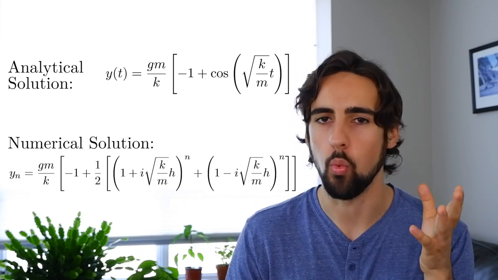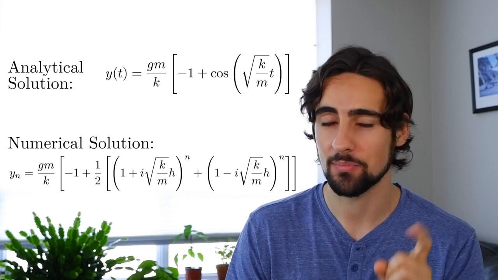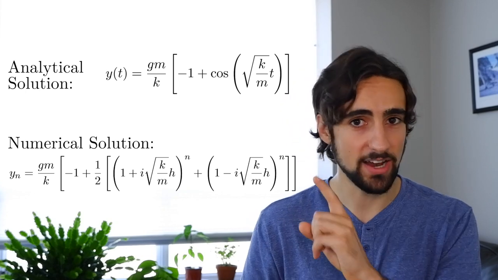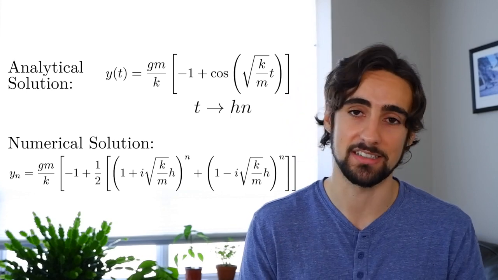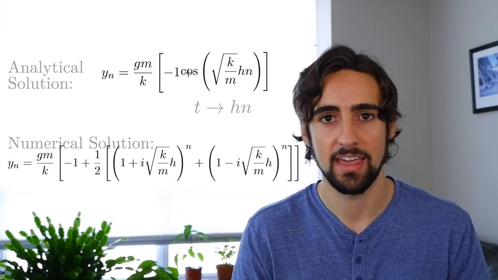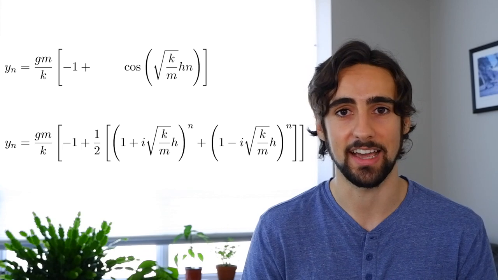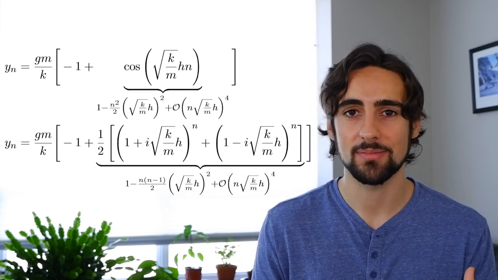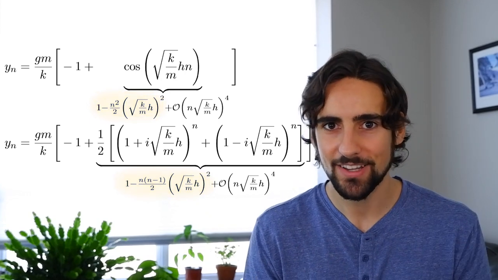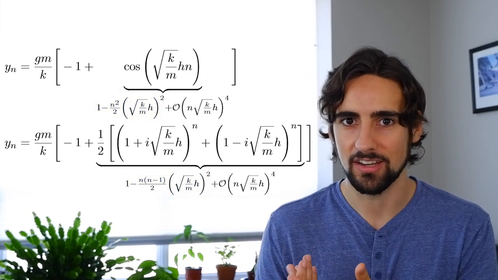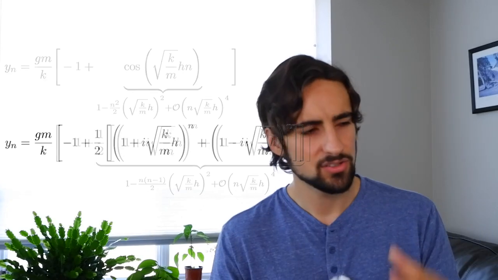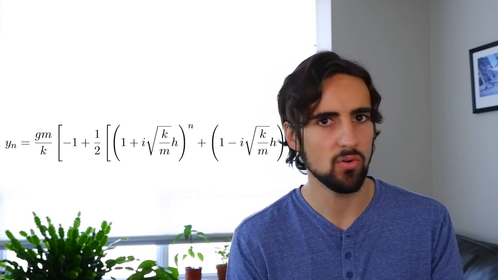If you're wondering why they look so different, you might be surprised to learn that they're actually not. All you need to do to see this is rewrite our exact solution as a discrete function in time, so replace t with our time step times the number of time steps, and then Taylor expand the terms on the inside. You'll see that to a low order approximation, the two expressions are actually pretty similar. Applying Euler's method gives you a solution that approximates the exact solution. Cool, eh? So why does this approximate solution blow up in time?